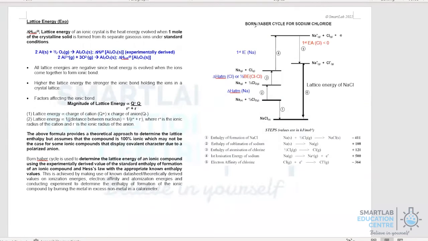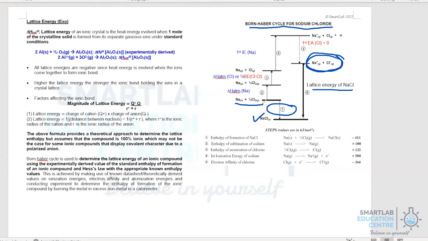With that, let's take a look at the Born-Haber cycle for sodium chloride. In the Born-Haber cycle for sodium chloride, it's important to note that it's not possible for us to experimentally derive the value for lattice energy of sodium chloride. The reason is because Na⁺ and Cl⁻ are in the plasma state and they are actually not stable. They cannot be held separately in reacting vessels for chemical reactions. However, the enthalpy change of formation of sodium chloride could be derived experimentally by reacting sodium in excess chlorine.